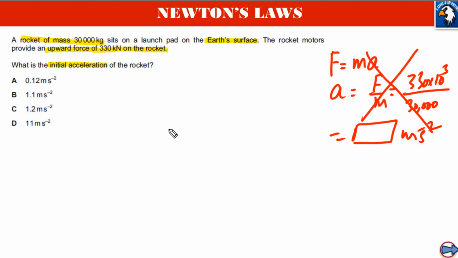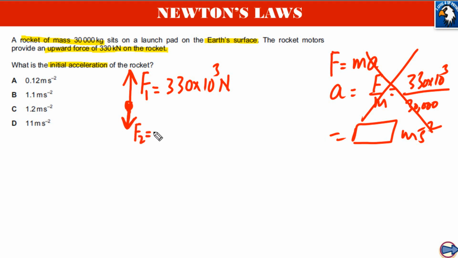The best way to answer this type of question is, first of all, to draw a free body diagram. In this case, we can see one force is given that is acting up. That force we can call F1, the upward force given here. But we also need to understand that, as the rocket has mass, there is also a force acting on the rocket due to the gravitational field, that is the weight of the rocket acting down. We can call that F2, and F2 will be equal to mg.